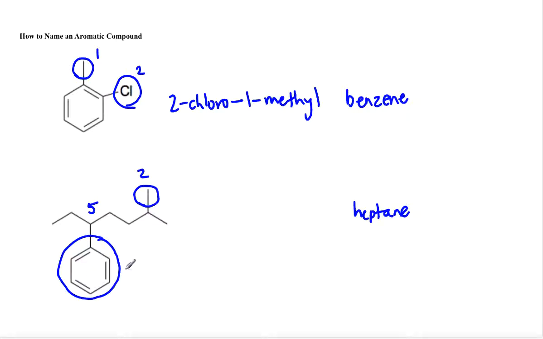Now, this group, when it's attached, okay, we call it a phenyl group. So P is going to be used for the alphabetical order. So in this case, we have 2 methyl, 5 phenyl, heptane. So at this stage, you could do the exercises on page 18 and 19 involving naming and drawing aromatics.